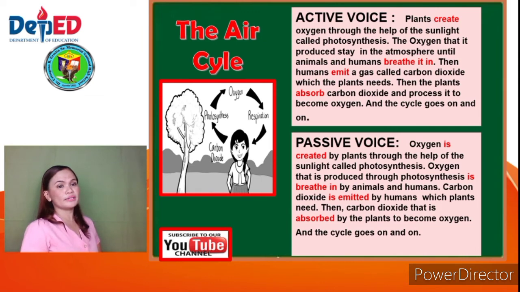And now, let's try to transform it into passive voice. Oxygen is created by plants through the help of the sunlight called photosynthesis. Oxygen that is produced through photosynthesis is breathed in by animals and humans. Carbon dioxide is emitted by humans, which plants need. Then carbon dioxide is absorbed by the plants to become oxygen. And the cycle goes on and on.